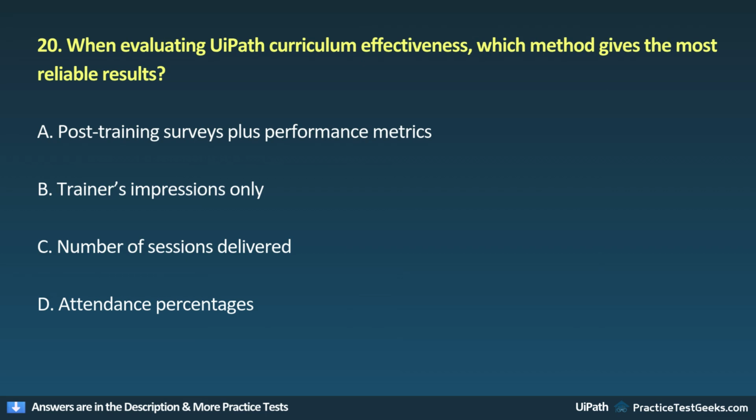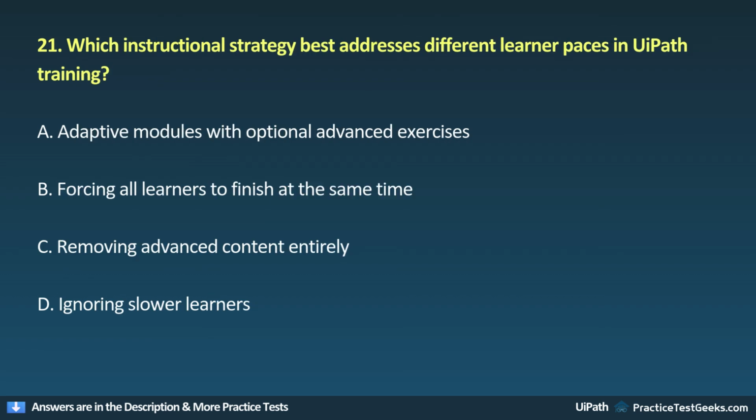20. When evaluating UiPath curriculum effectiveness, which method gives the most reliable results? A. Post-training surveys plus performance metrics. B. Trainers' impressions only. C. Number of sessions delivered. D. Attendance percentages.